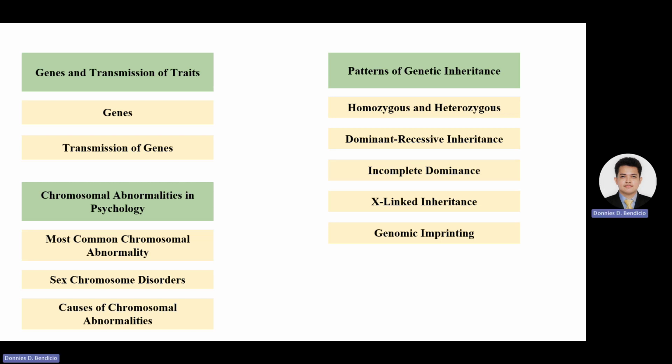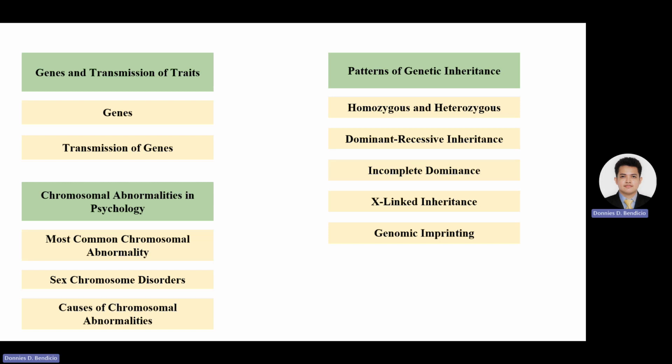First is the genes and transmission of traits. So genes are the fundamental units of heredity containing the instructions encoded in our DNA that determine an individual's traits. For example, genes dictate whether someone will have blue or brown eyes, curly or straight hair, and other physical characteristics.